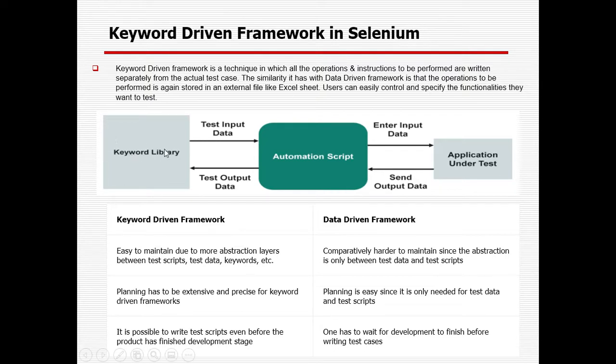So this is the keyword library, and after that we will be interacting with it, for input or output, with the automation script, and then you will be interacting with the application under test, or AUT.